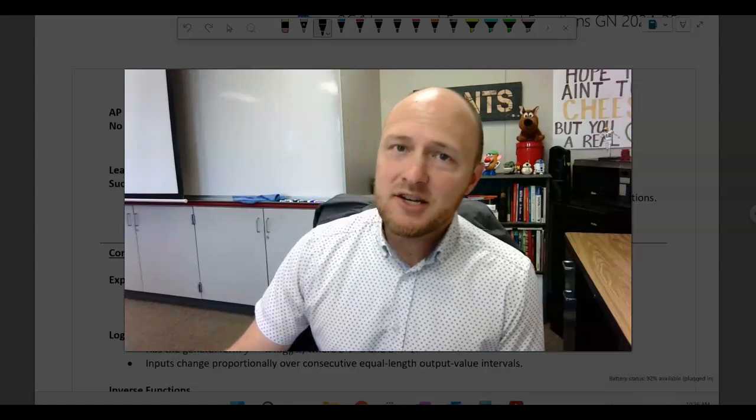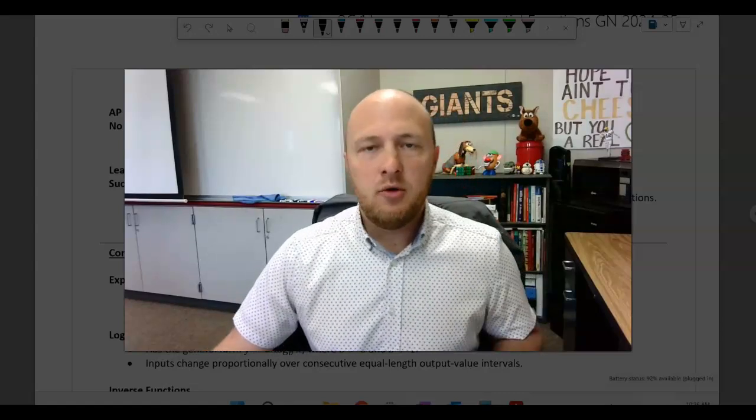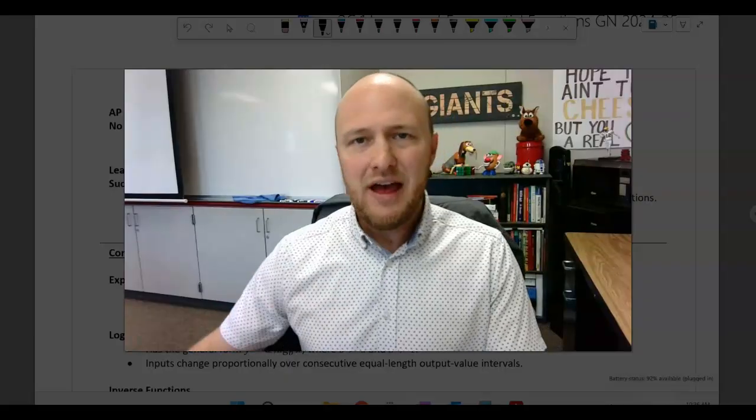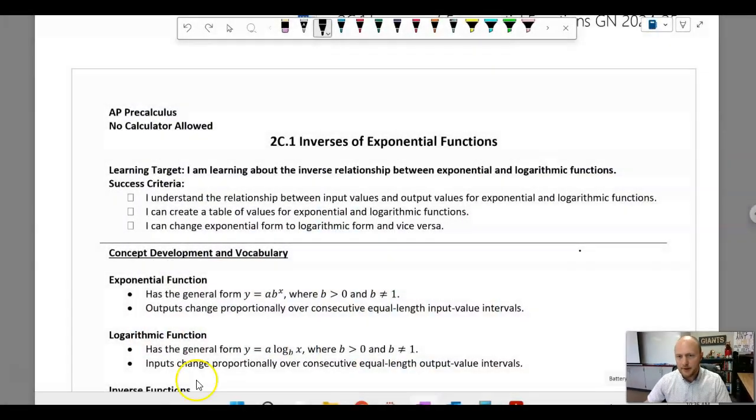Hey there, this is going to be lesson 2C-1, and we are going to talk about the inverse of exponential functions and formally introduce you to a logarithmic function and what that looks like. So, you'll be successful if you can understand the relationship, again, between the input and output values for exponential and logarithmic functions. If you can create a table of values for exponential and logarithmic functions and understand how they're related, as well as change from exponential form to logarithmic form and vice versa.